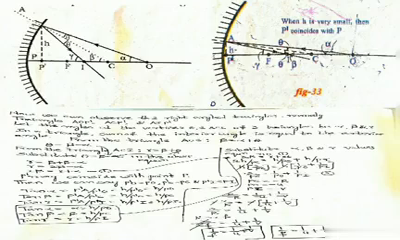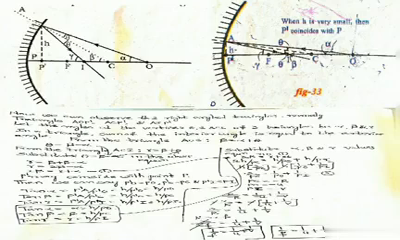We know that the radius of curvature r equals 2f. So in the place of r substitute 2f. 2 by 2f is equal to 1 by u plus 1 by v. Okay, 2 gets cancelled. Then what will come? 1 by f equal to 1 by u plus 1 by v. Okay, this is called the mirror formula. This mirror formula should be used according to the sign convention in every situation.